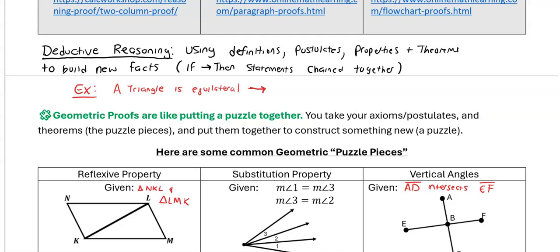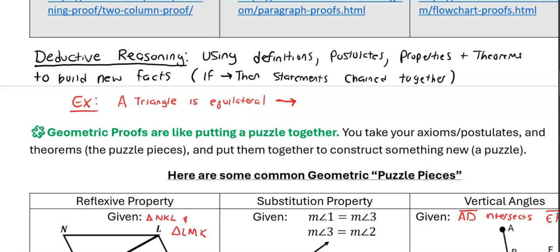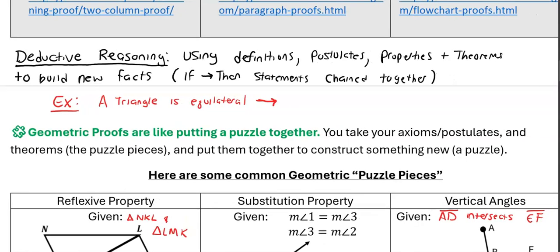So the first thing I want to take note of here is this concept of deductive reasoning. The idea of deductive reasoning is chaining together various definitions, postulates, properties, and theorems to build brand new facts. Essentially, what we're doing is taking a bunch of if-then statements and chaining them together. So here's an example.